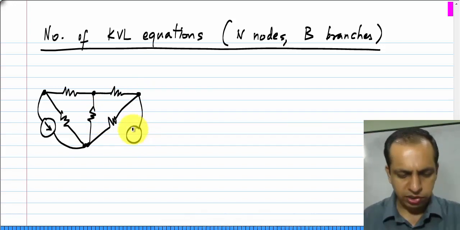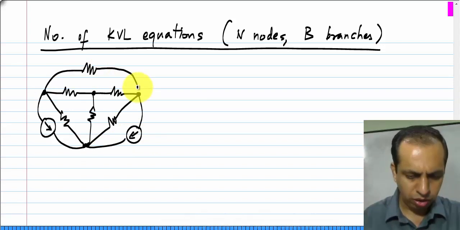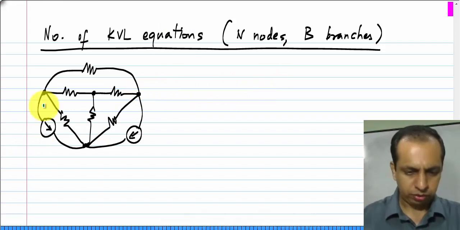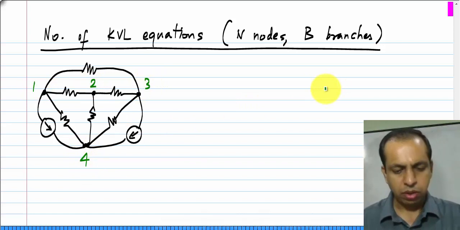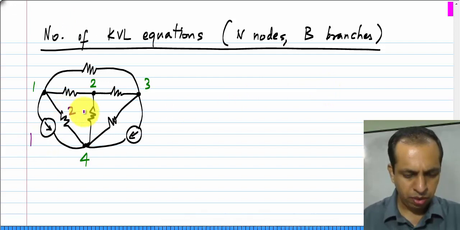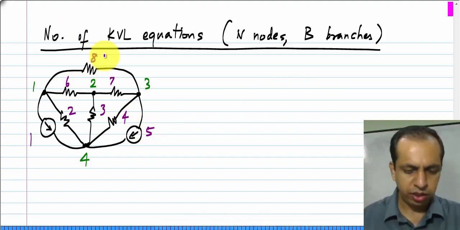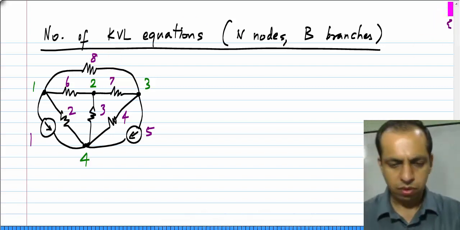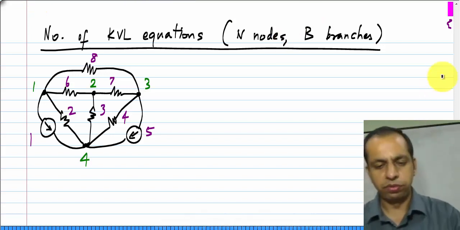I will still consider the same circuit. One, two, three, 4 nodes and 1, 2, 3, 4, 5, 6, 7, 8 branches. So, now how do we count the number of KVL equations?